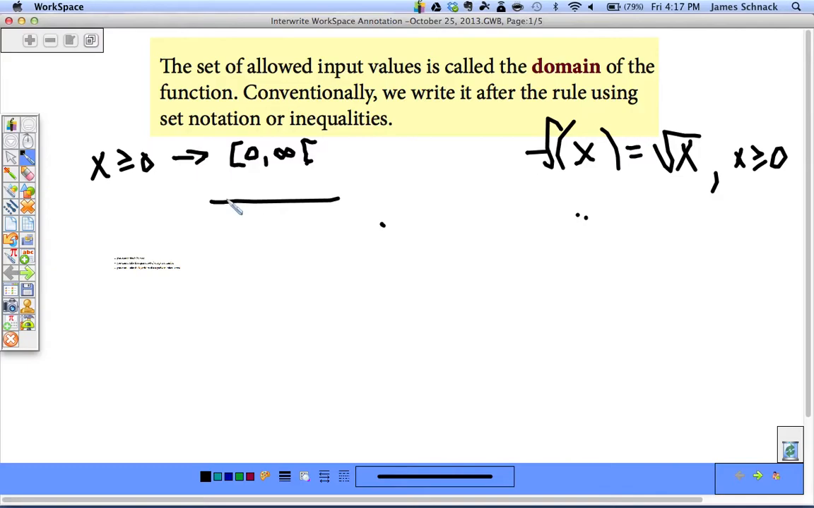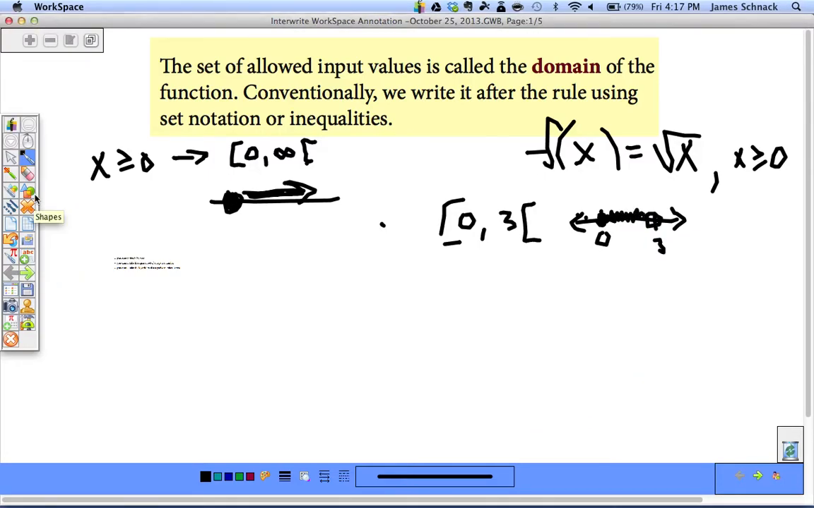On a number line, it would look like this: a solid dot with an arrow going off to infinity. We could say the interval from 0 to 3, on a number line, would look like this: 0 with a closed dot, 3 with an open dot, shaded in the middle. So that's what we're talking about with domain.